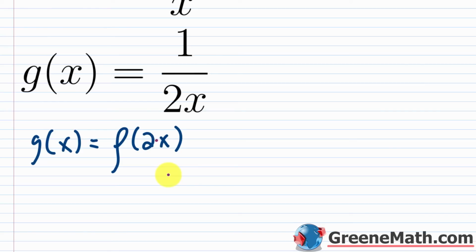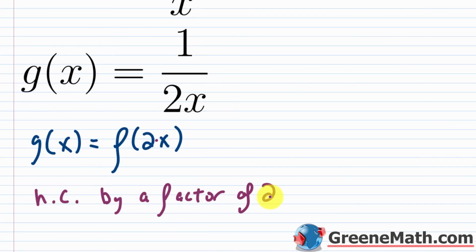I don't care about your terminology, just understand that for a given y value, you're now going to have to divide that x value by 2 or multiply by 1/2 to get that. So let's say that this is a horizontal compression by a factor of 2. Let's go to the graph.